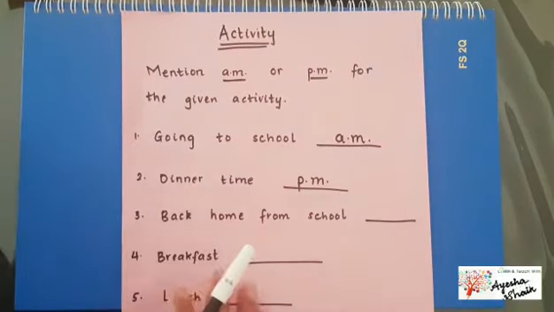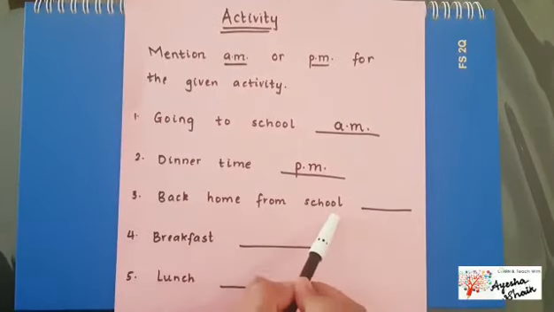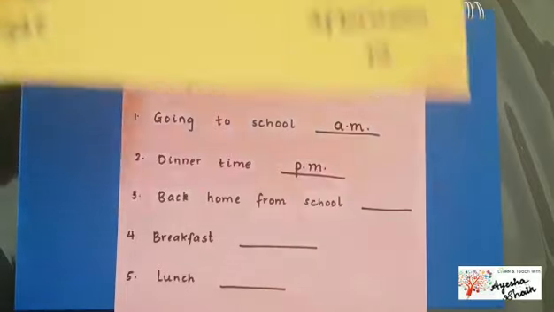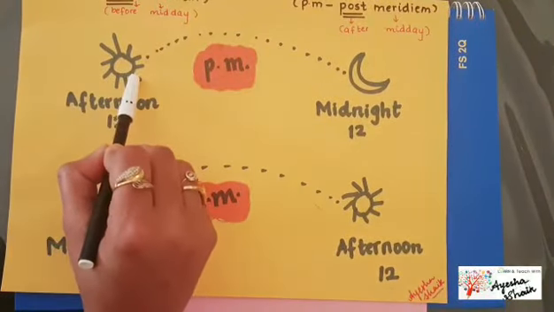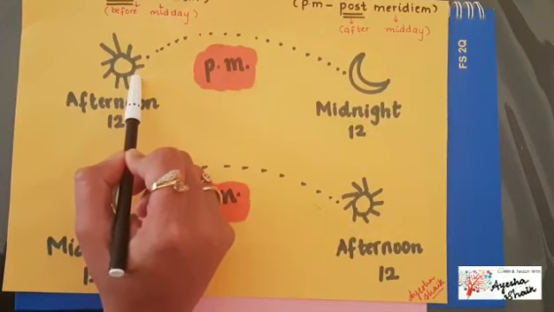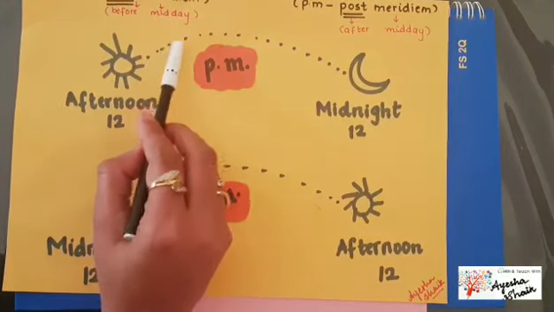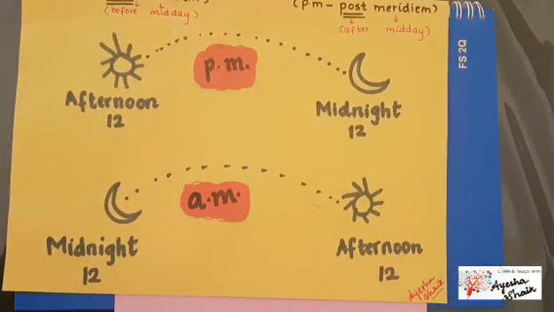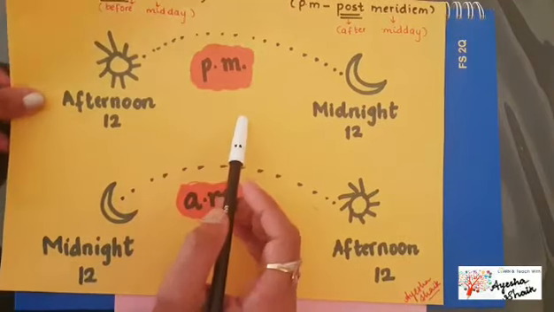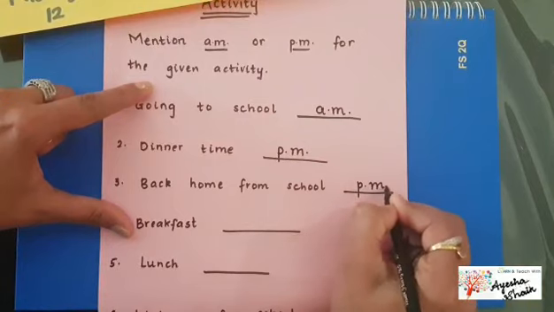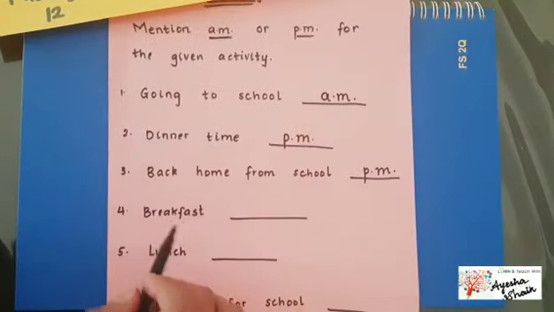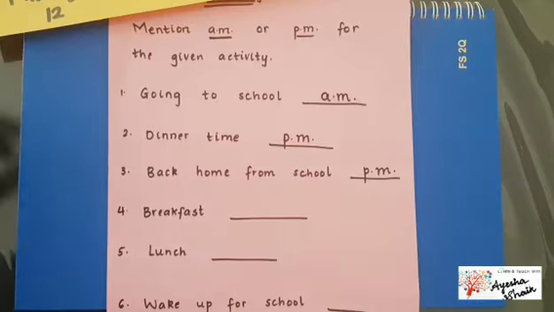Okay? Now, back home from school. Back home from school, AM or PM? This is afternoon, so you're back home from school here, right? So it's almost 2:30 or maybe 3 o'clock by the time you reach home. So would it be PM? Yes, it would be PM. So I'm going to write here PM.